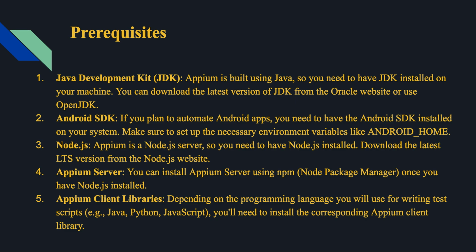So some of the basic requirements: you have to install JDK and Android Studio. So why do we need Android Studio? Because it has tools and platform tools, and we have to set Android Home and Java Home specifically for Windows, and we have to install Node.js, Appium server, and Appium. We have to add Appium client libraries for a specific language.